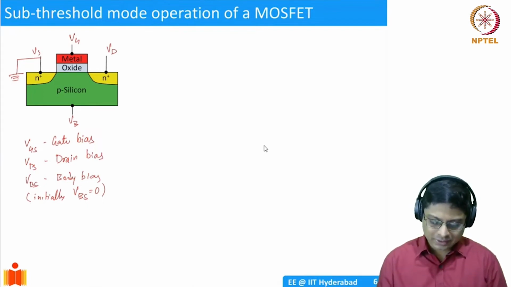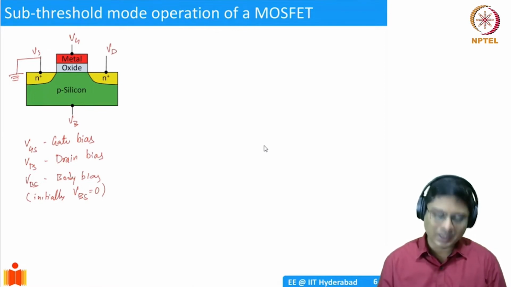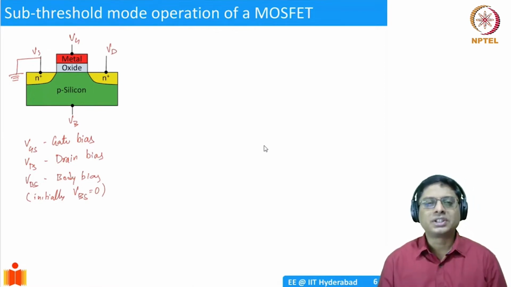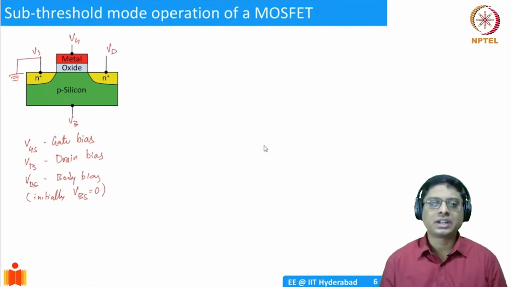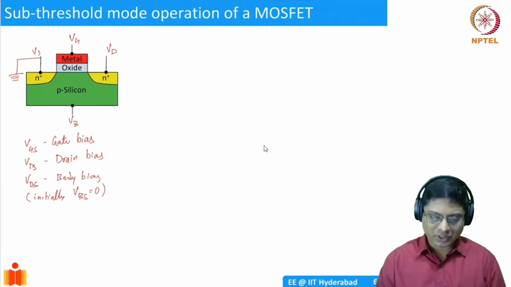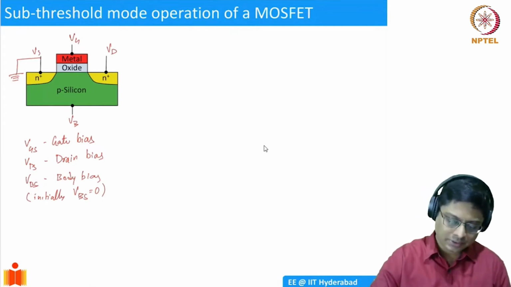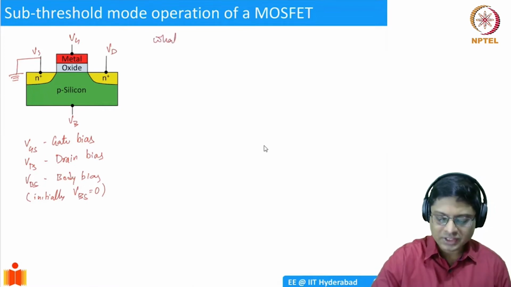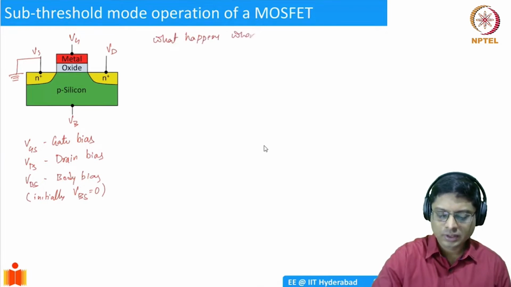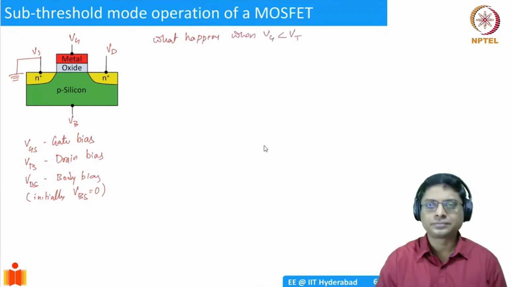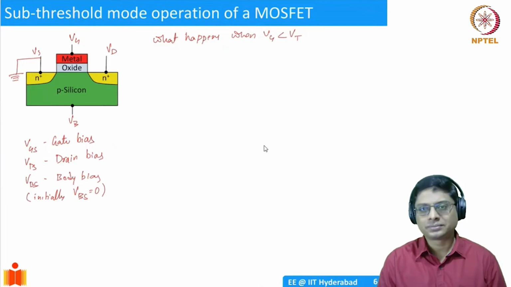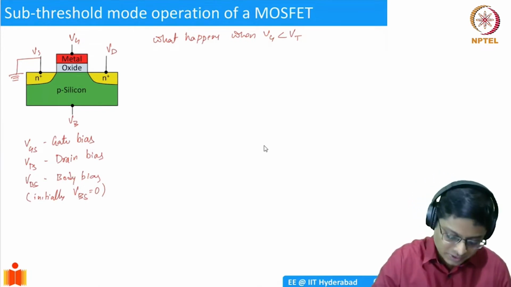So once you have this, what happens? You have essentially two voltage sources. You can change the gate voltage, you can change the drain voltage. So what happens when you change these things? The first thing we want to ask is, what happens when VG is less than VT? What does it mean? There is no inversion charge. We may have depleted the MOSFET, we might have created a depletion region here.